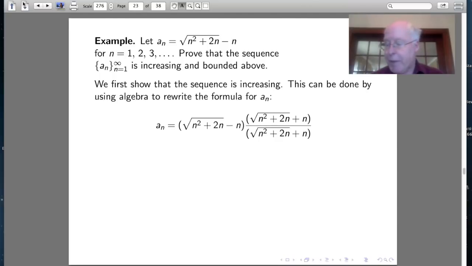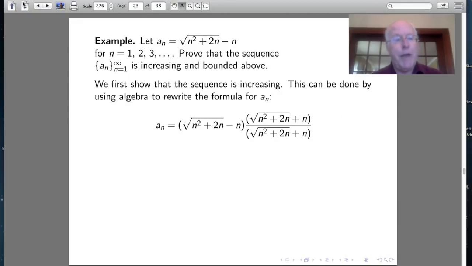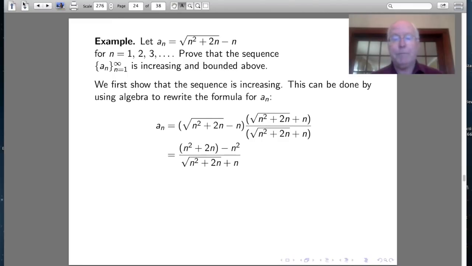So here's a sub n. We're going to multiply the top and the bottom by the so-called conjugate of the expression, root n squared plus 2n plus n, over root n squared plus 2n plus n. This is a technique we have seen before in evaluating some limits. And when we do the algebra here, the difference of squares formula makes the numerator n squared plus 2n minus n squared, and the denominator just stays root n squared plus 2n plus n.